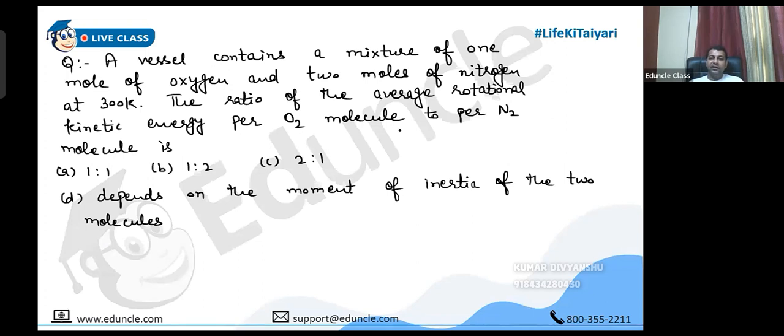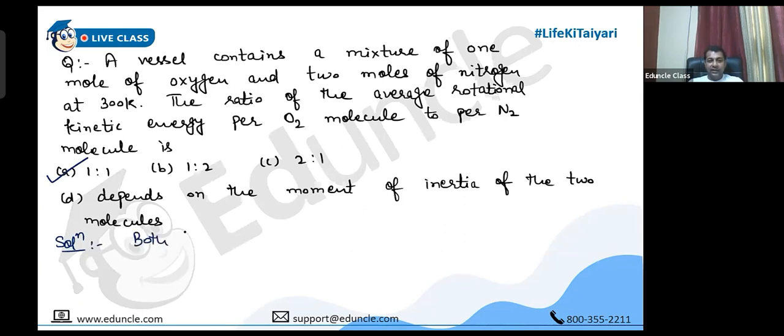Average rotational energy per molecule you have to calculate. So will it depend upon the amount of the gas? Very first question: if you have to calculate average energy per molecule, will it depend upon the amount of gas? I don't think so. It will not depend upon the number of moles of each gas that are present. And both are diatomic, and both have the same rotational degrees of freedom. So the ratio should be 1 by 1.